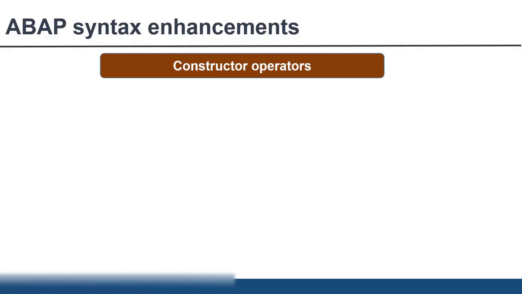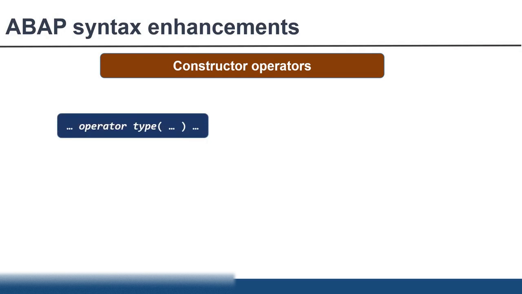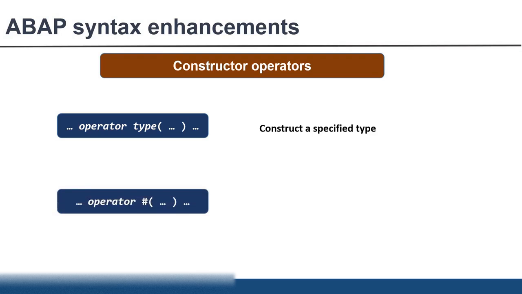Constructor operators. These operators are used in constructor expressions to create a result that can be used at operand positions. The syntax of the same is given here, where operator is a constructor operator. Type is either the explicit name of a data type or the character hash. With the hash symbol, the data type can be derived from the operand position if the operand type is statically known. Inside the brackets, specific parameters can be given.